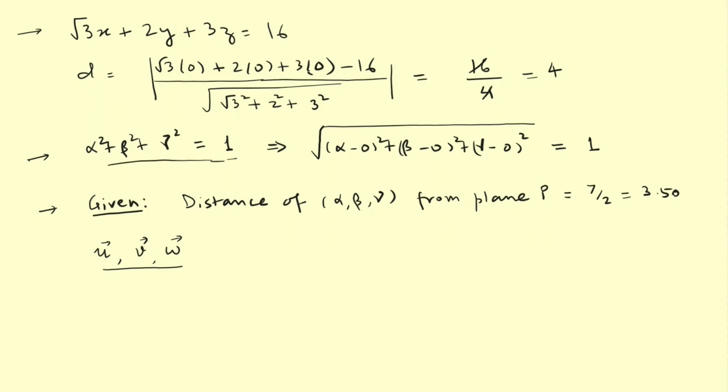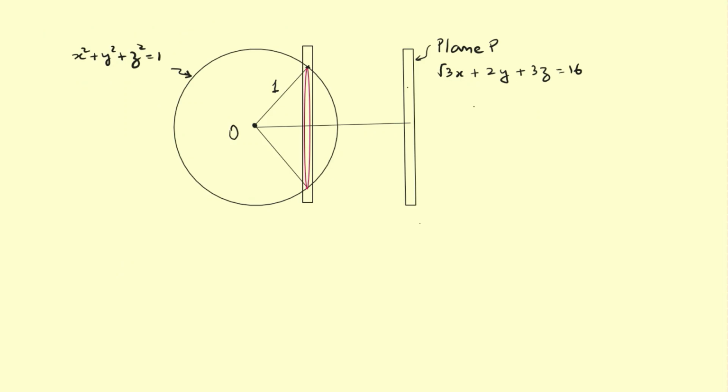So if you try to visualize the situation, this is the plane P as told in the question, and this is the locus, which is a sphere on which the points whose position vectors are given lie. Now you can see the radius of the sphere will be equal to 1 and the center will be origin. Now the distance of these points from the plane is 7 by 2. Further, we have checked that the distance of the plane from origin is 4. So the net difference, this distance, has to be 4 minus 7 by 2, and that comes out as half.